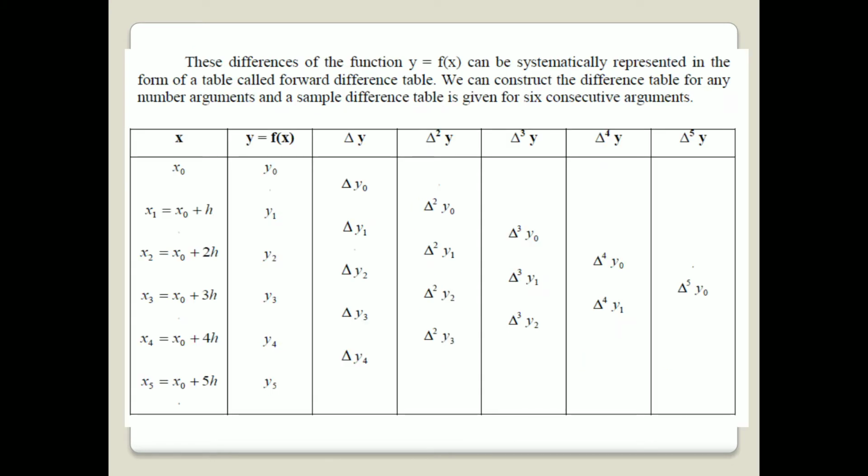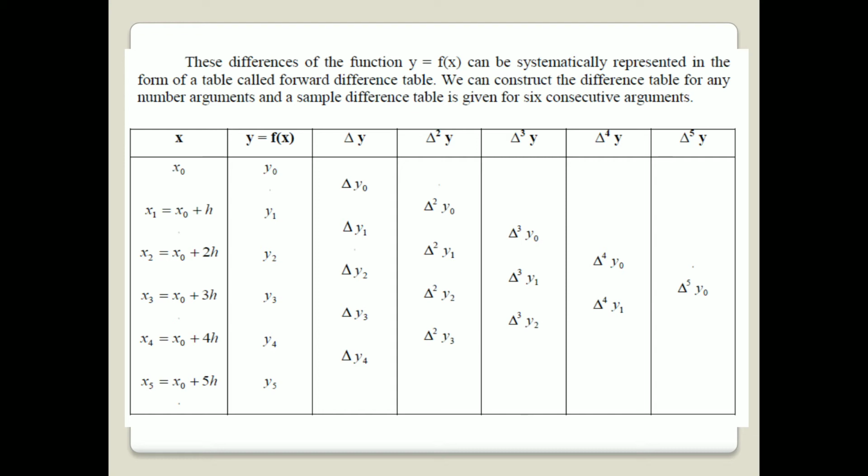These differences of the function y is equal to f of x can be systematically represented in the form of a table called the forward difference table. Here you can see the given table. We construct the difference table for any number of arguments, and a sample difference table is given for 6 consecutive arguments. Here x0, x1, x2, x3, x4, x5 are the 6 arguments. The corresponding values of y are denoted by y0, y1, y2, y3, y4 and y5.